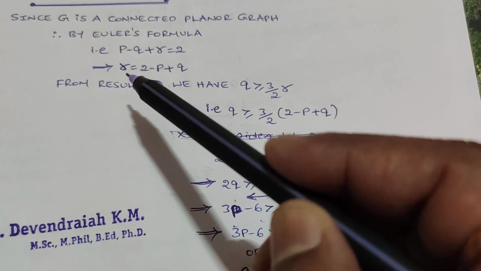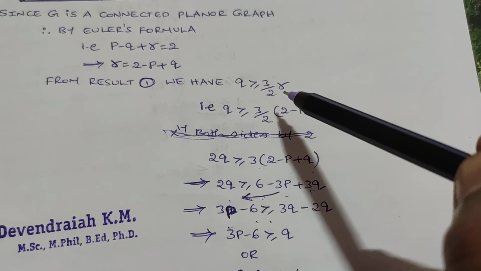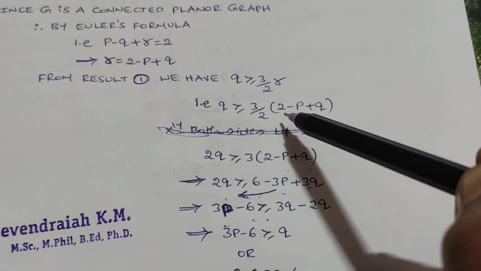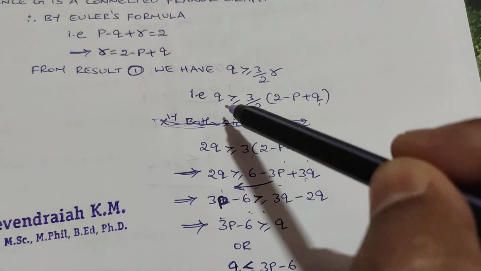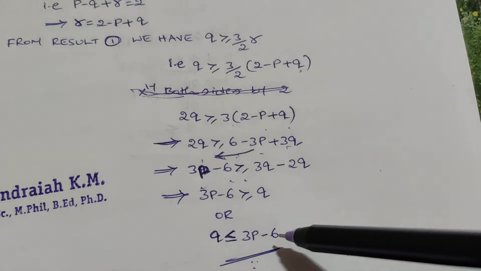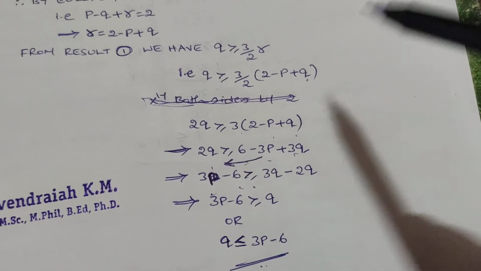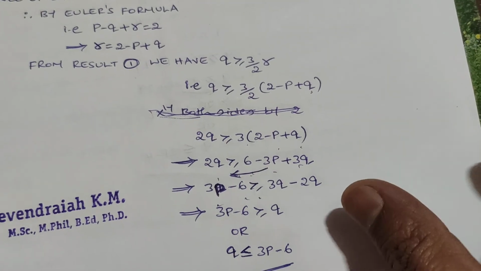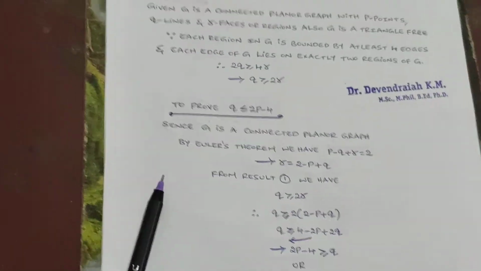The method of proving the second case will be from Euler's formula. Consider the value of R and substitute the value of R in the first result. R takes the value of 2 minus P plus Q. So cross multiply and prove that Q is less than or equal to 3P minus 6. This is the second question we observe in planar graphs. Let us discuss the third question.